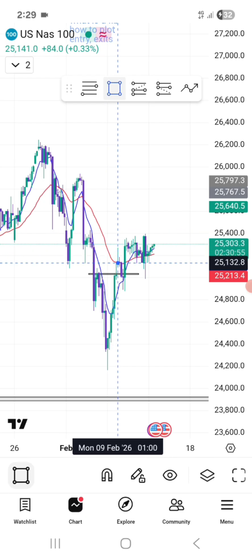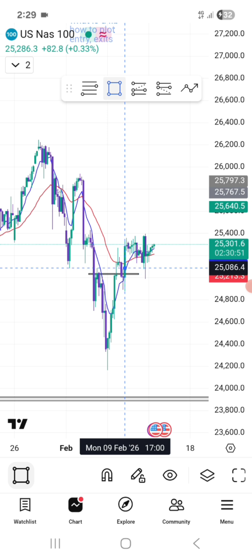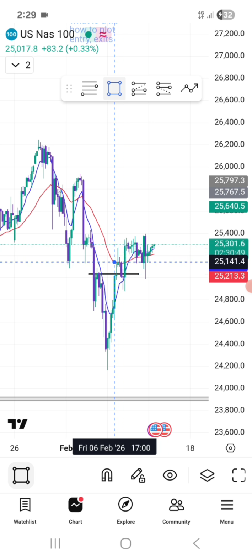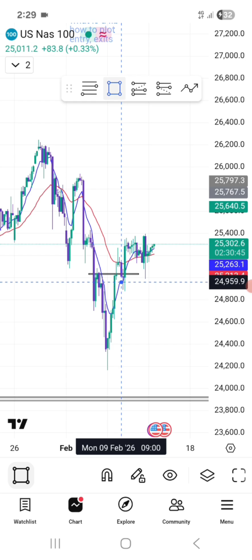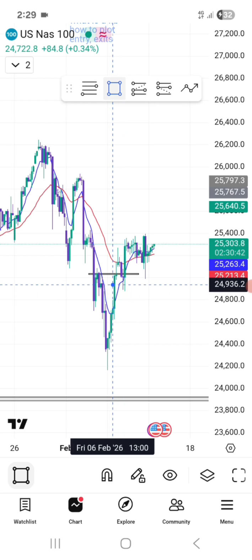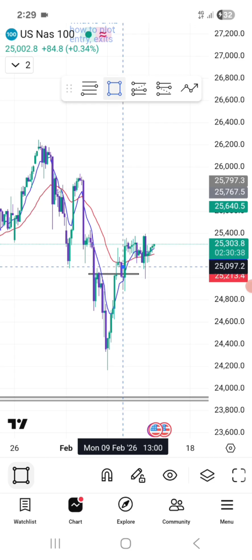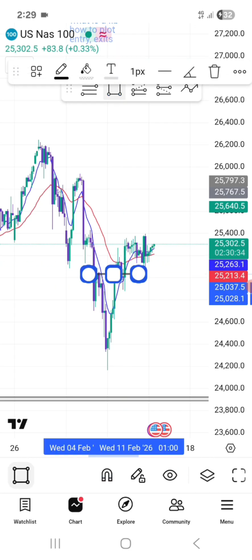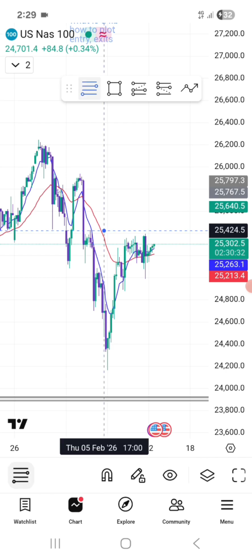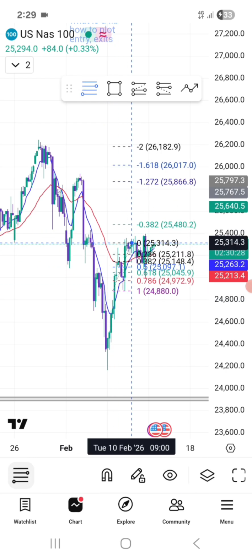For example, I will consider this. Once a big candlestick breaks this level with a body, I will consider it a break of structure, and then there is a clear market structure shift. So once this happens, as we all know, we will plot our Fibonacci from the swing low point to the swing high point.